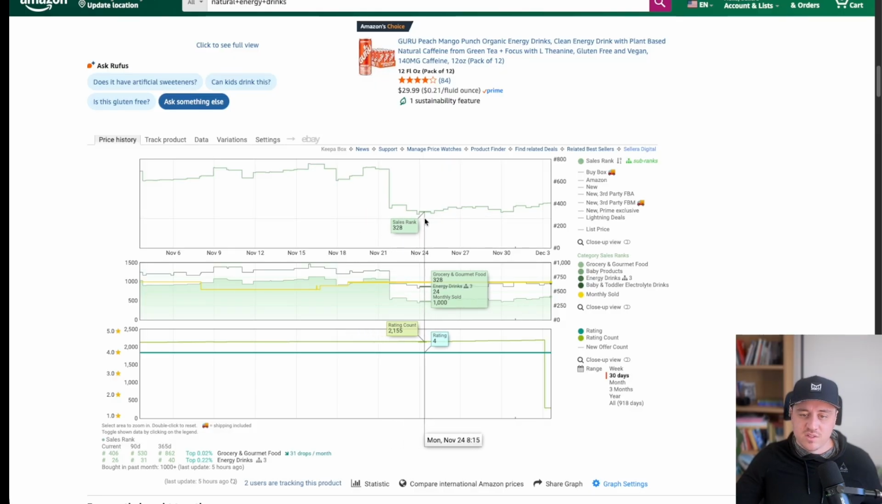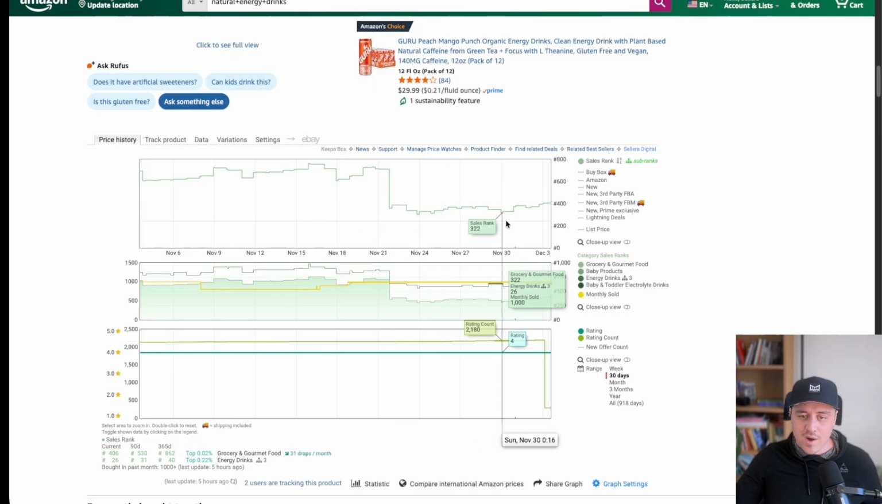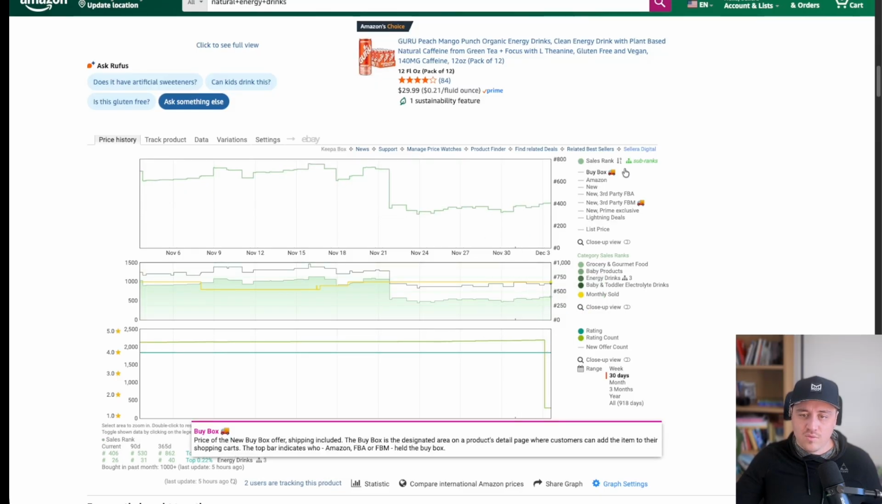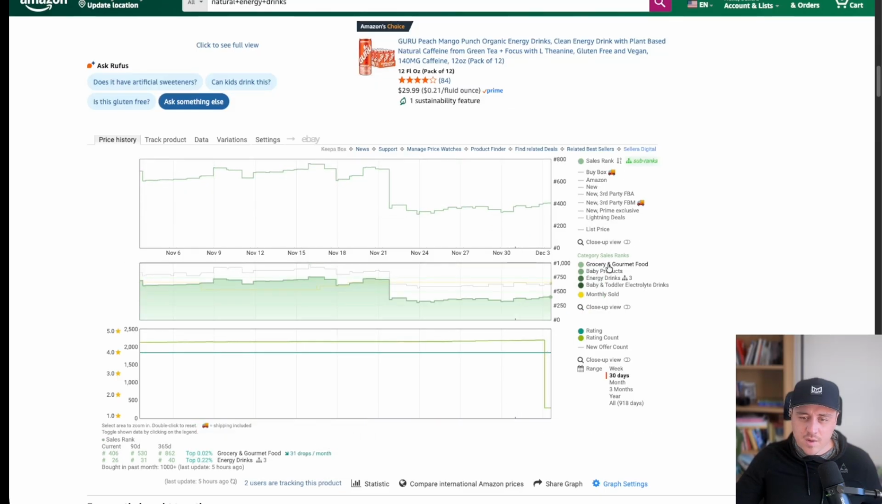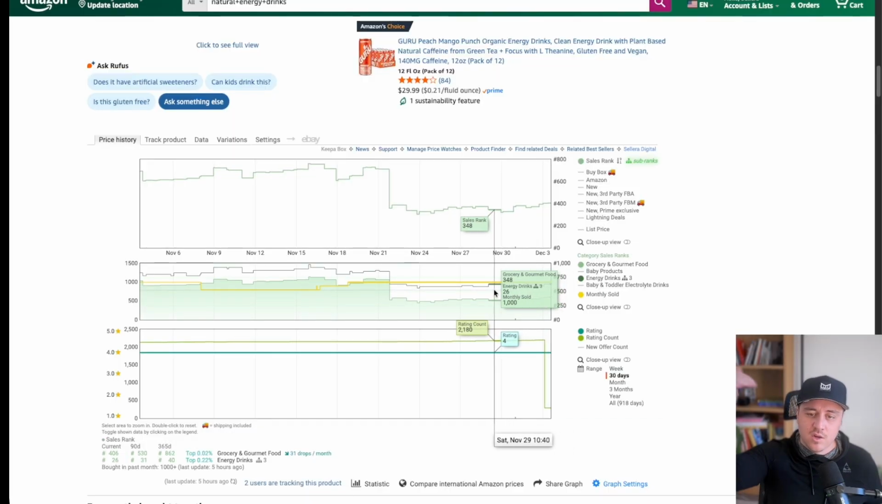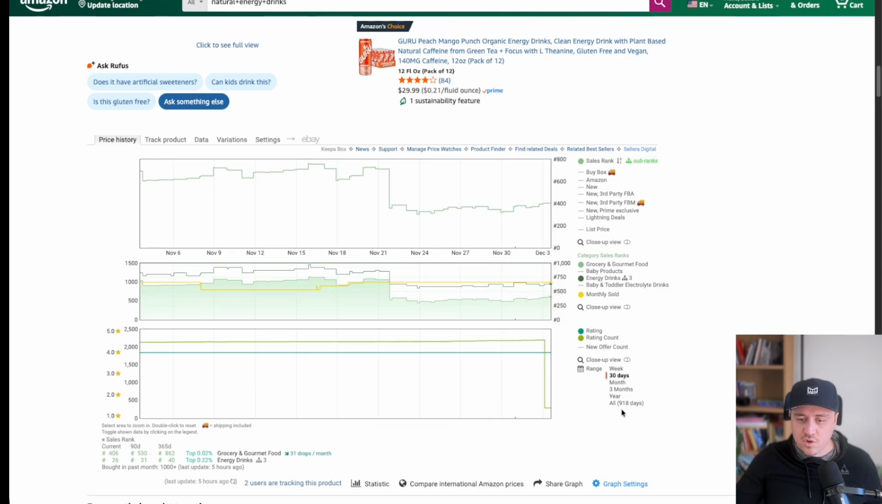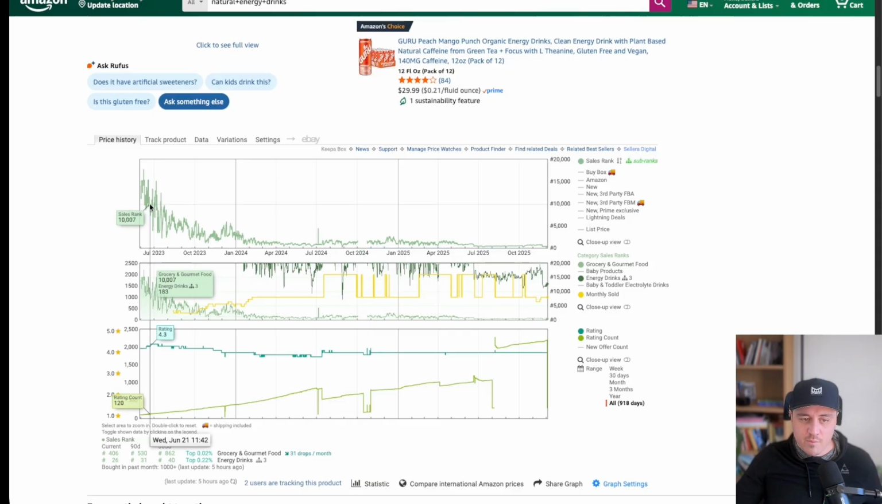And so we can see a pretty consistent ranking of 300 in the overall category. Now there are even subcategories you can look at. They're in grocery and gourmet, and we can look at the energy drink category. They're ranked 348 in grocery and gourmet, and then 26 in energy drinks with an estimate of 1,000 units sold. But if we pull back, we can see at one point that wasn't the case. They were 177 in energy drinks and 12,000 in grocery and gourmet.